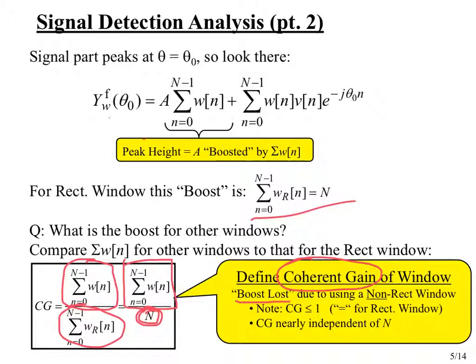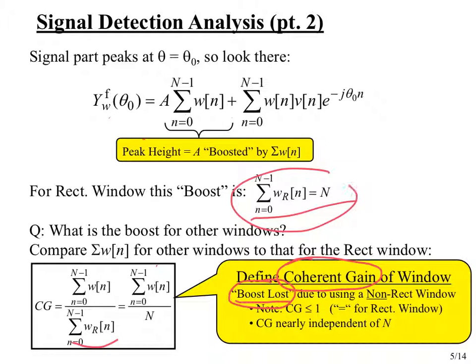So if we were to really be using a rectangular window, we would end up with n over n, and the coherent gain would be 1. But when we use something other than a rectangular window, the numerator sum is going to be something less than n, and so our coherent gain will be less than 1. And so that's why we think of it as the boost lost due to a non-rectangular window. So it's a factor that allows us to adjust the n value that we would get with a rectangular window and reduce it by some factor.